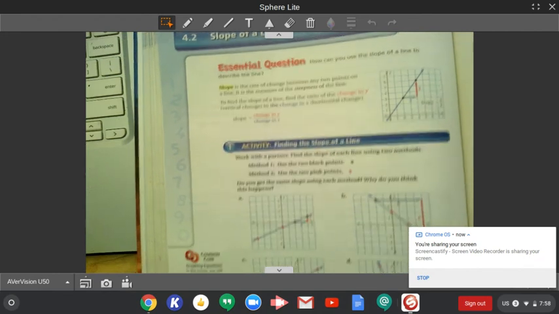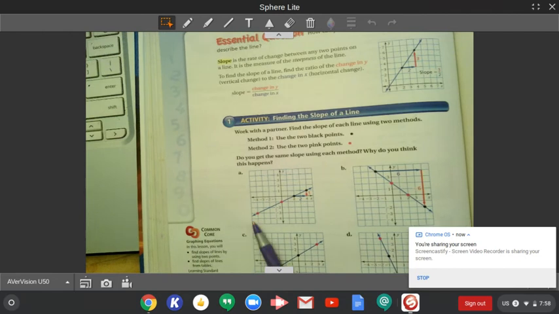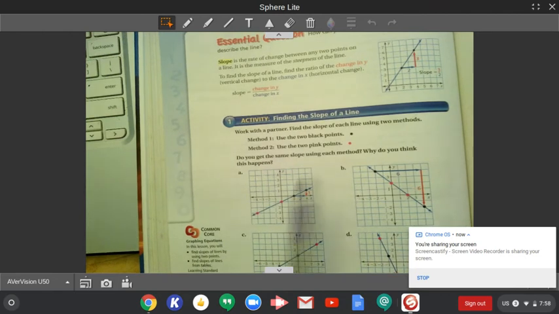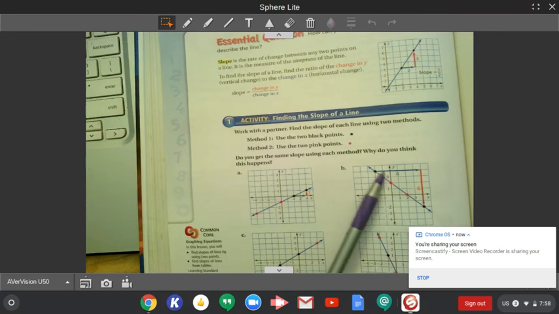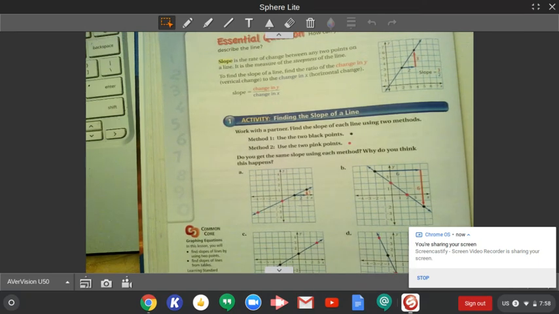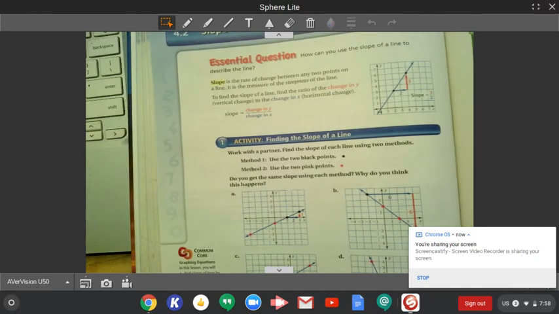You also have different slopes. You have a positive slope when the line is rising from left to right, and you have a negative slope when the line is decreasing from left to right. Okay, so one of the ways to find the slope, and we'll focus on two ways today.